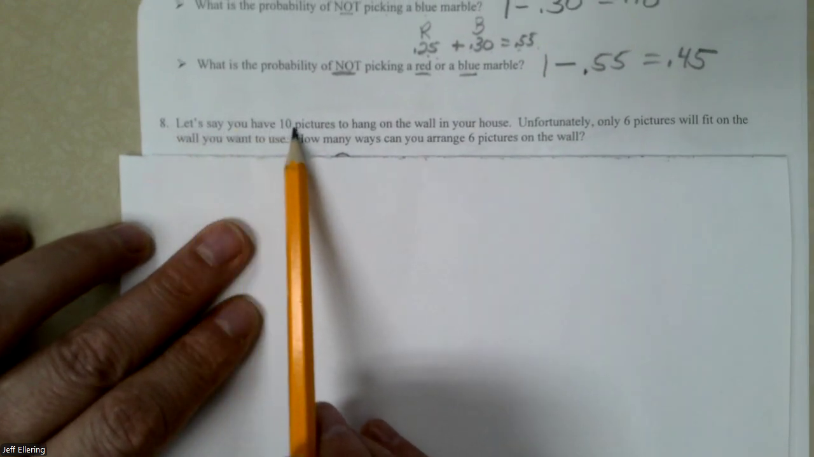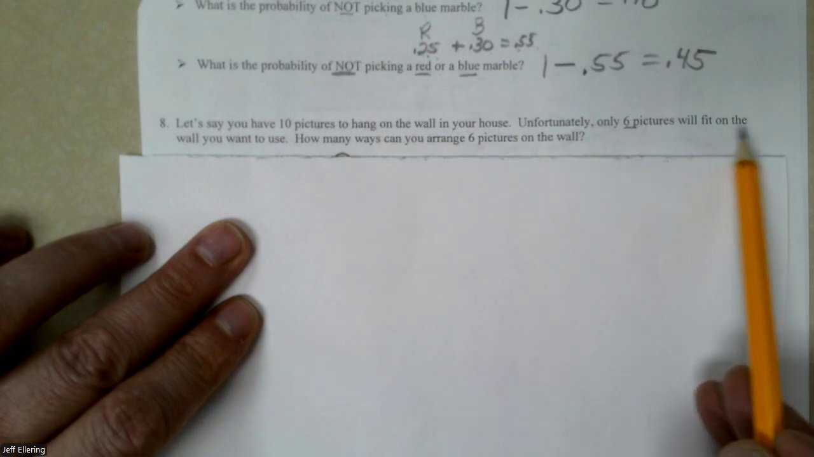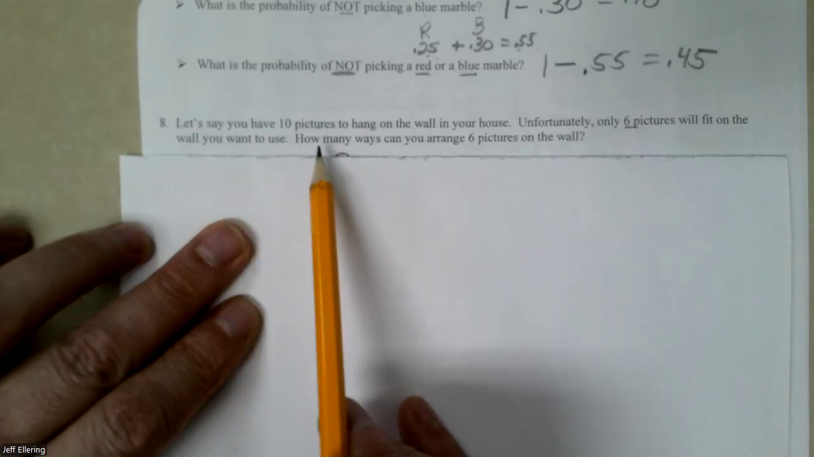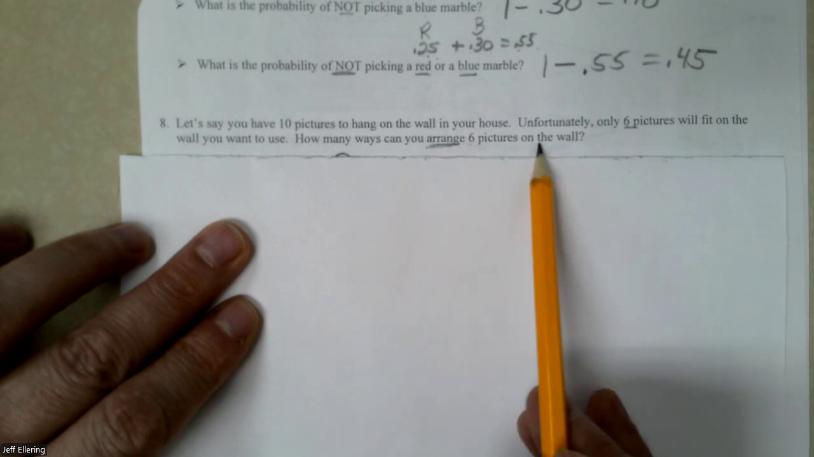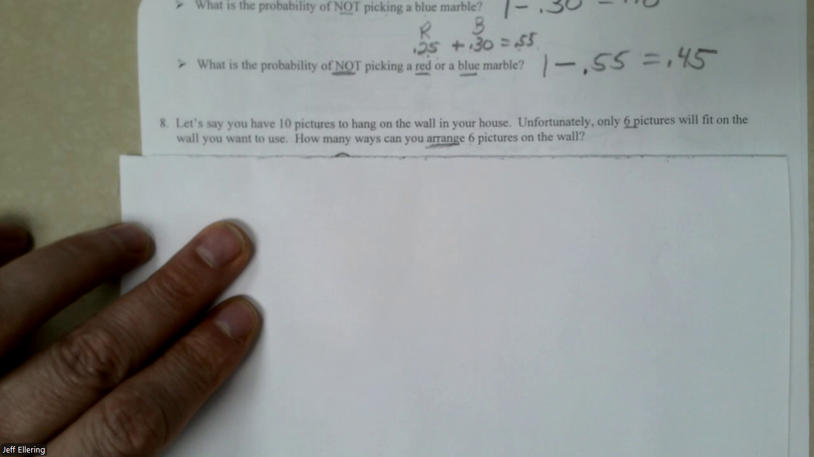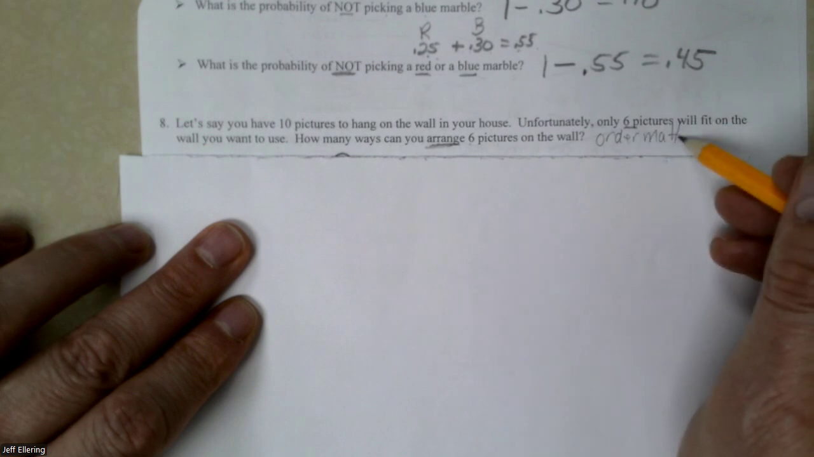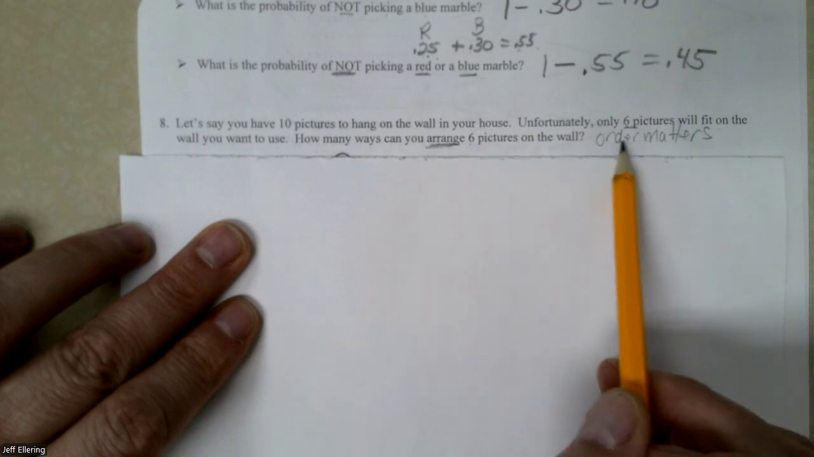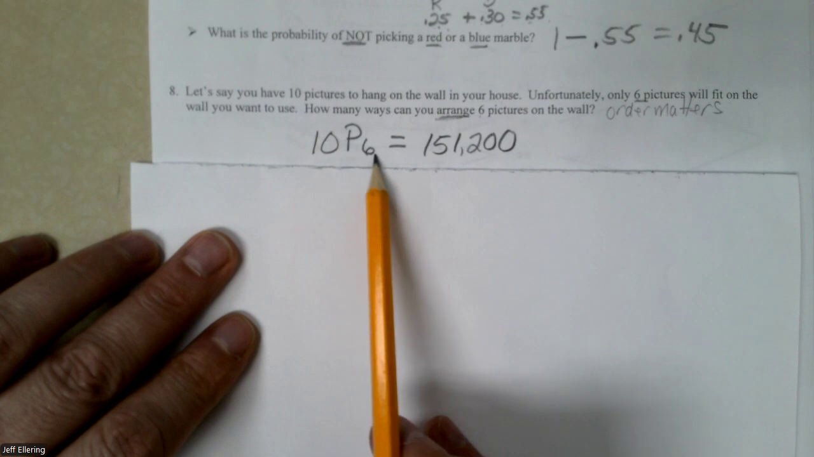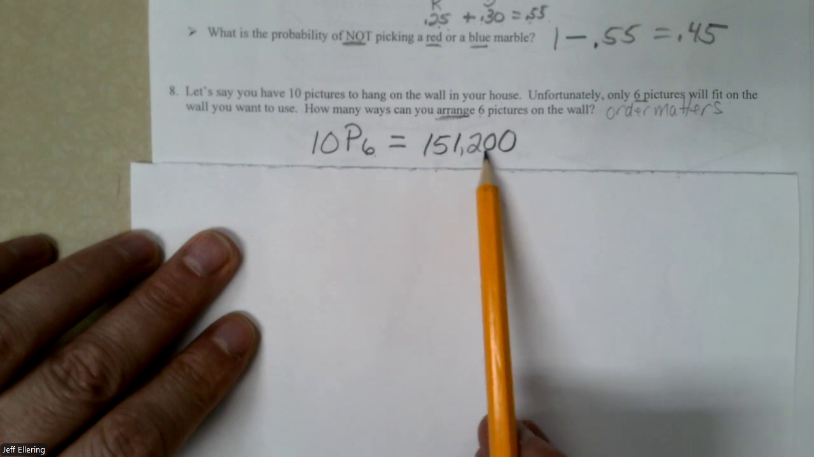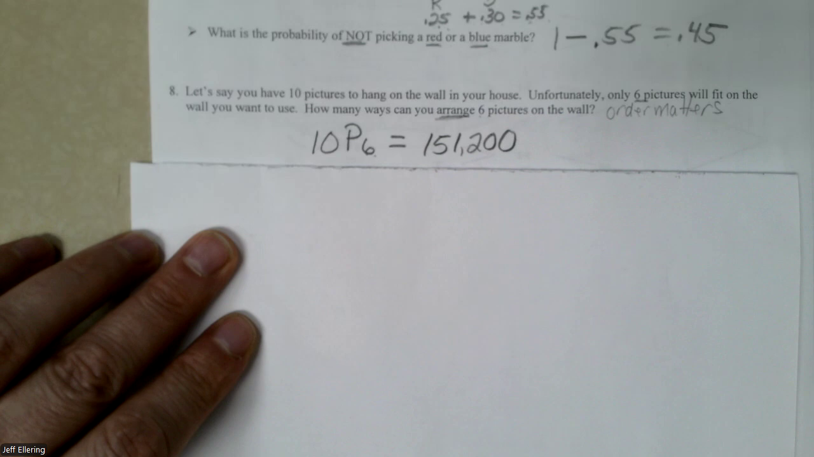8. Let's say you have 10 pictures to hang on the wall in your house. Unfortunately, only 6 pictures will fit on the wall you want to use. How many ways can you arrange 6 pictures on the wall? Okay. Order matters. Okay. Arrange, order matters. So this is a permutation, 10P6, 151,200. Okay, review how to type that in on the calculator.